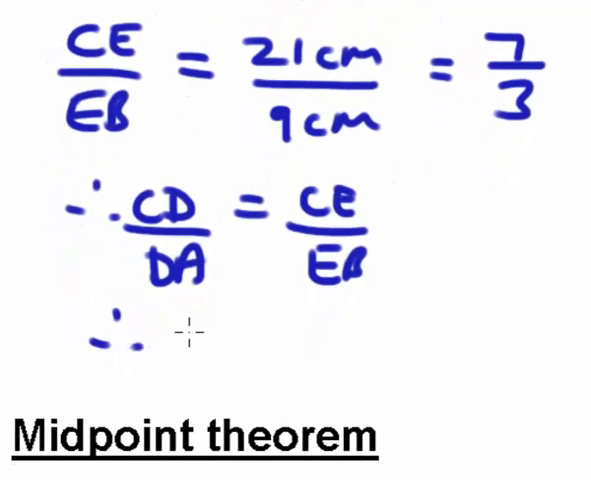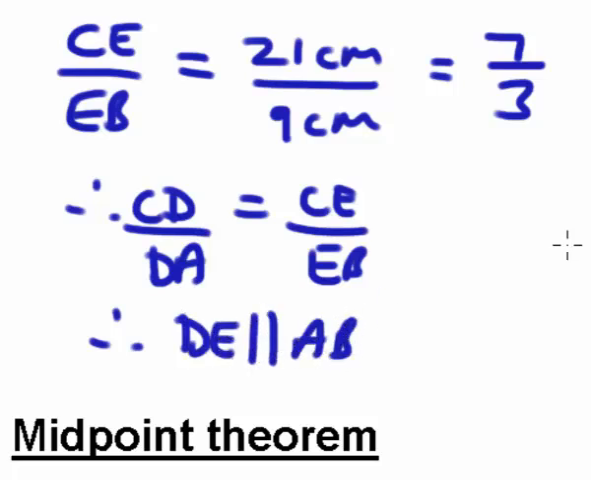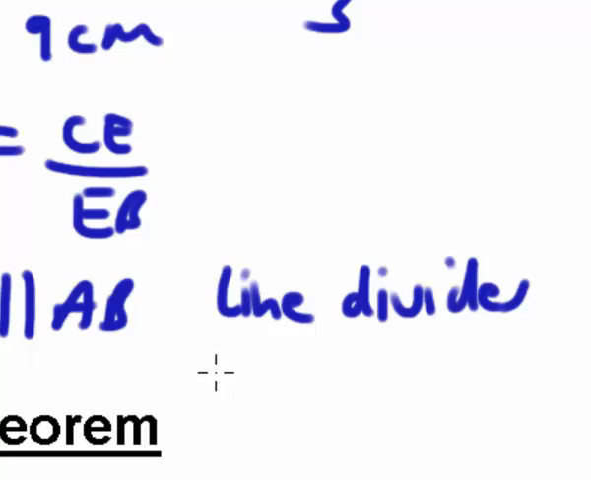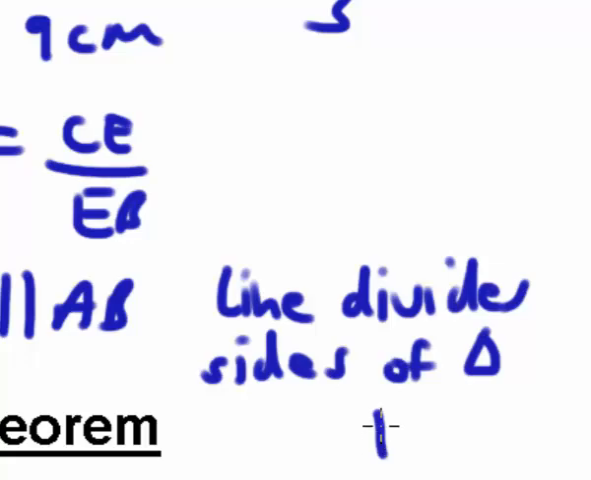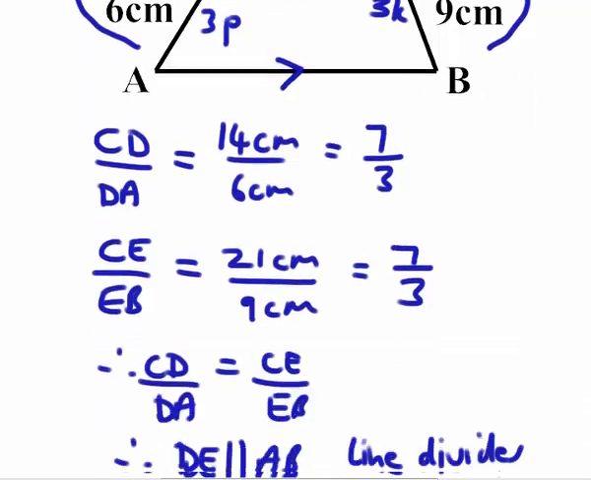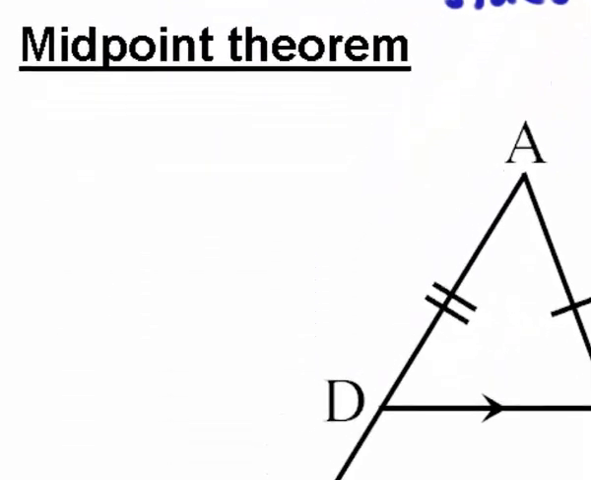And because of that, we then know that DE is parallel to AB, and that means we can use the reason that says line divides the sides of the triangle proportionally. Okay, there it is. So if CD over DA is CE over EB, which are both 7 over 3, then DE is parallel to AB. Okay, now let's have a look at another theorem which is referred to as the midpoint theorem.